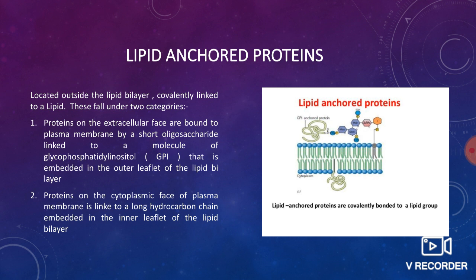Proteins on the extracellular phase are bound to the plasma membrane by a short oligosaccharide linked to a molecule of glycosylphosphatidylinositol that is embedded in the outer leaflet of the lipid bilayer. Proteins on the cytoplasmic phase of the plasma membrane are linked to a long hydrocarbon chain embedded in the inner leaflet of the lipid bilayer.